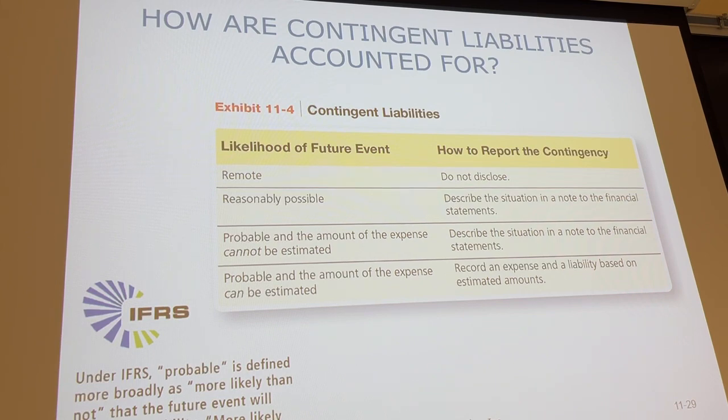If it's probable that there'd be an actual loss and the amount of the expense can be estimated, then we're supposed to record an expense and a liability based on the estimated amounts. So here's what the journal entry would look like in that case.